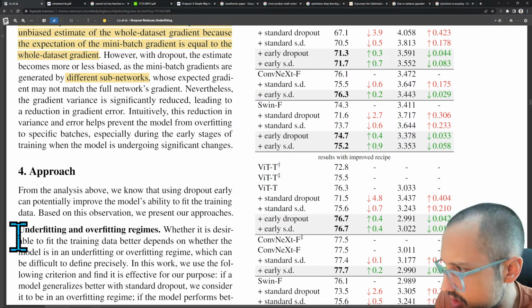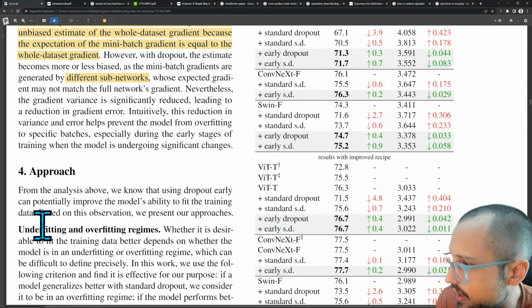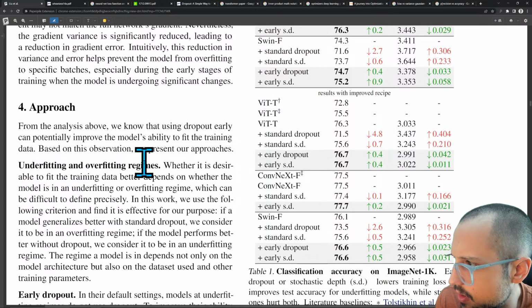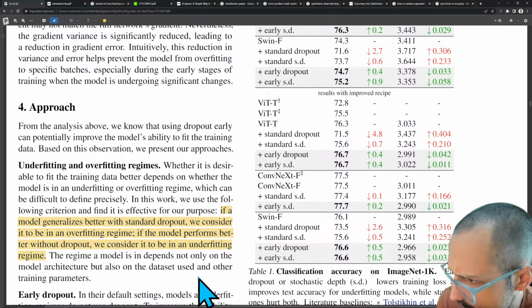Approach. All right, so what do they actually do here? From the analysis above, we know that using dropout early can potentially improve the model's ability to fit the training data. Based on this observation, we present our approaches. Underfitting and overfitting. Whether it's desirable to fit the training data better depends on whether the model is in an underfitting or an overfitting regime, which can be difficult to define precisely. In this work, we use the following criterion and find it effective for our purposes. If the model generalizes better with standard dropout, we consider it to be overfitting. If the model performs better without dropout, we consider it to be underfitting.